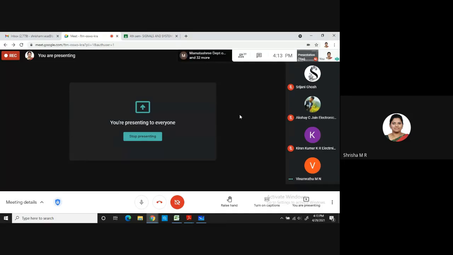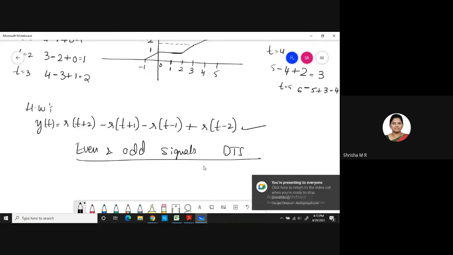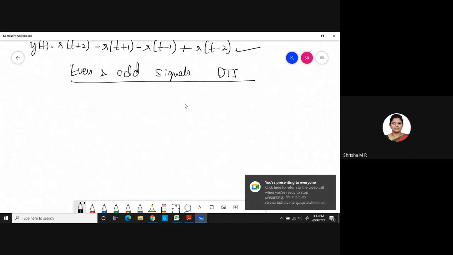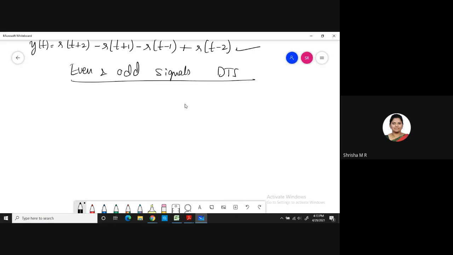Okay, guys, we'll start. We'll continue with our problems on even and odd signals of discrete time. So take down the question. Find and plot even and odd components of the following discrete time signals.